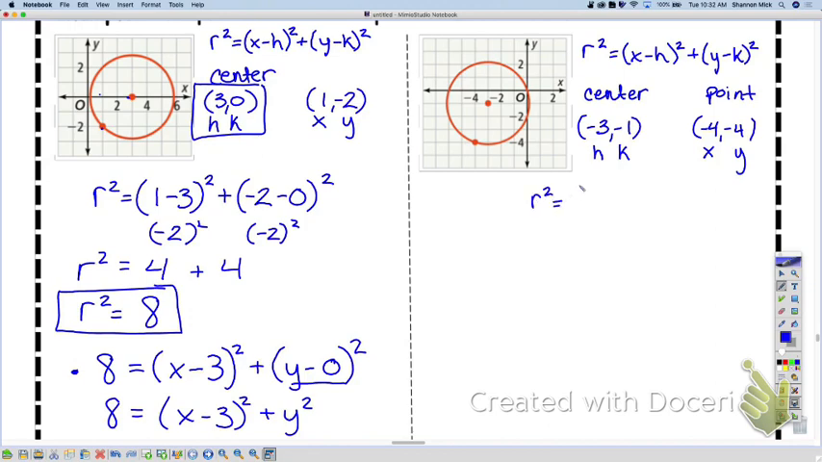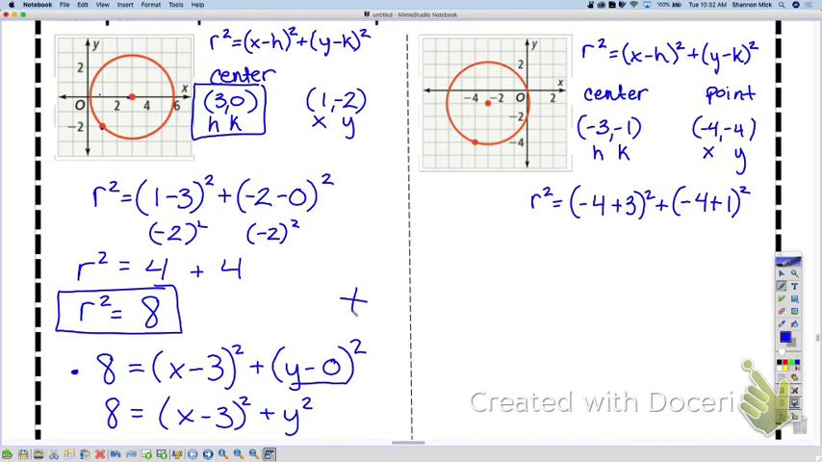Okay, so r squared equals negative 4 minus negative 3, so it becomes a plus. Two negatives make a positive when we're multiplying, right? And then plus negative 4 minus a negative 1, squared. If you struggle with remembering that two negatives make a positive, watch me when I do it. I say minus a negative 3.